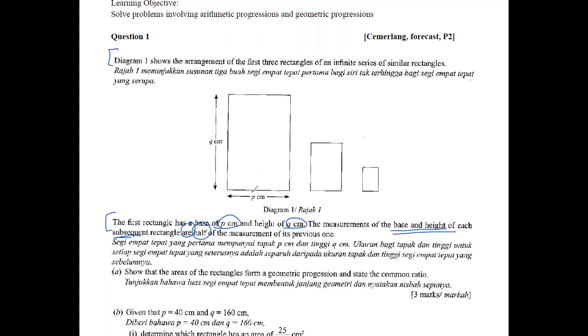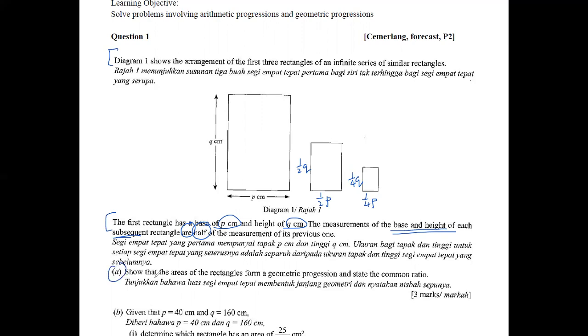So the first one, the base is P, the height is Q. Then the next one should be half of P and half of Q. Then the next one, half of half P, we have 1/4 P, and half of half Q, we have 1/4 Q. Okay, this is what it is about. What is the question asking us to do?